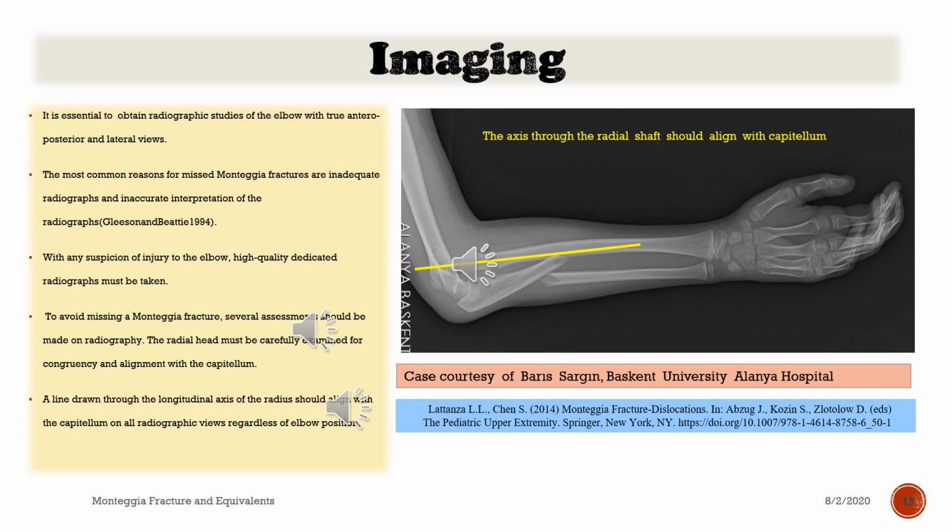To avoid missing a Monteggia fracture, several assessments should be made on radiography. The radial head must be carefully examined for congruency and alignment with the capitellum. A line drawn through the longitudinal axis of the radius should align with the capitellum on all radiographic views regardless of elbow position. In this radiograph, the axis drawn from the radial shaft is not intersecting the capitellum. Case courtesy of Baris Sarden, Baskent University Alanya Hospital.